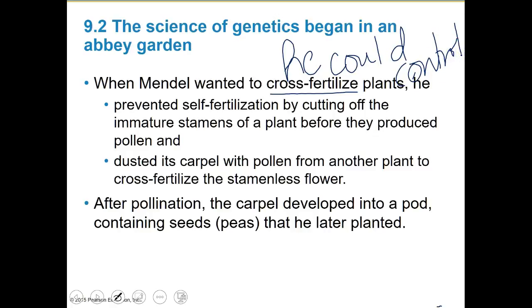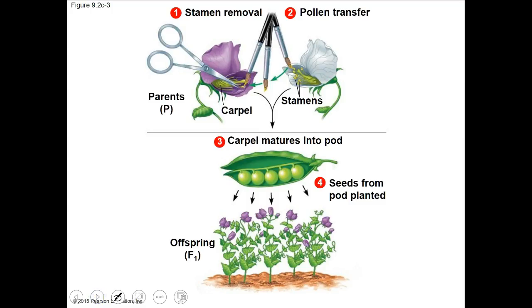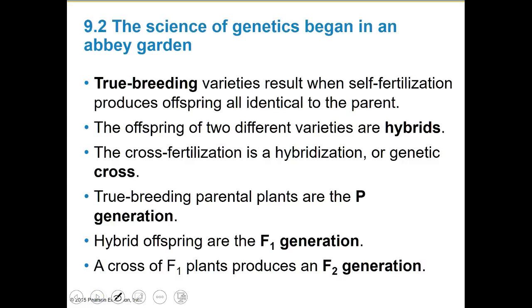He can control it. So after pollinating, which is sort of the plant equivalent to fertilization, the carpel developed into a pod containing some seeds or peas that he was later able to plant and figure stuff out from. So that's your background. What he could do is cut off stamens, and dust pollen on a different plant. So he really could control that with a paintbrush and scissors. The magic of plants is that you could deal with the paintbrush and scissors and fix that whole thing.